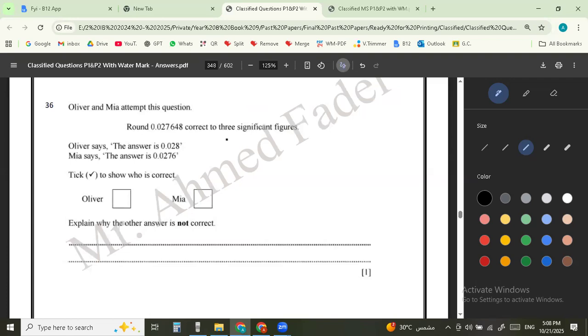So here Oliver says this is the answer. If I want to round this number to 3 significant figures, let's find the third significant figure. The third significant figure here is the 6. Look at the digit after, strong or weak? It is weak, so the answer becomes 0.0276. This is the answer, corrected to 3 significant figures, because the digit after it is weak. So we know for sure now that Mia is correct.